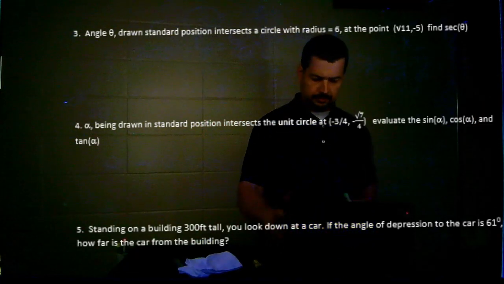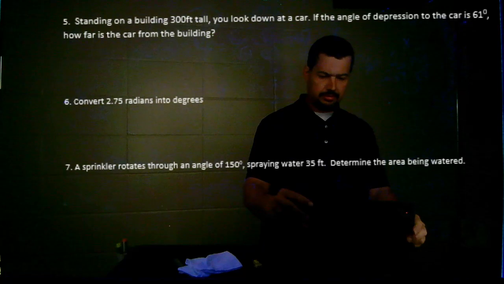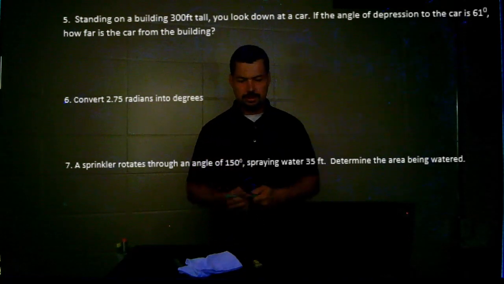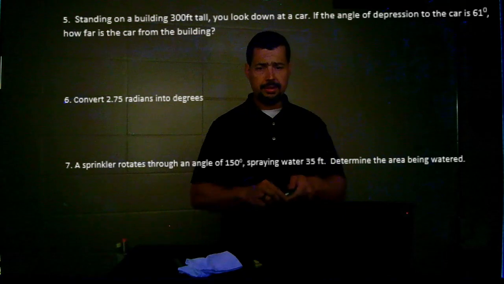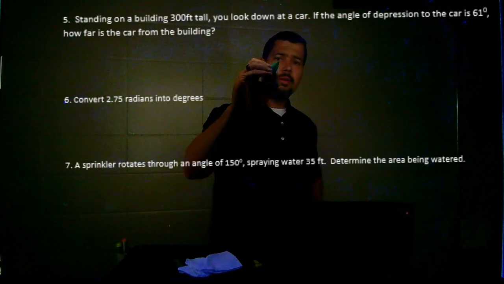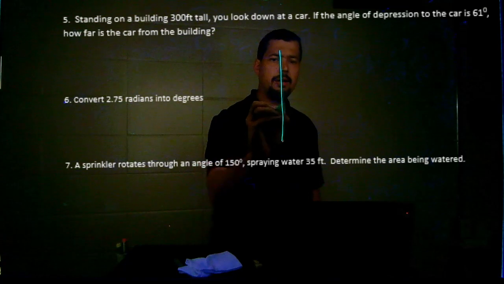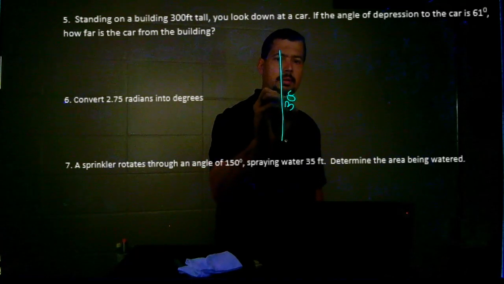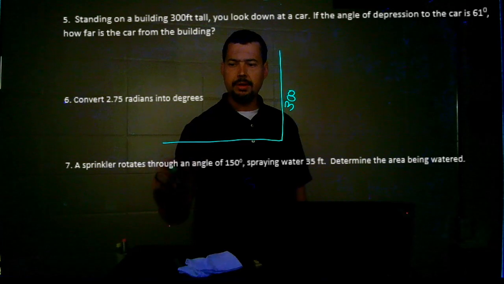All right, moving on. Got a classic problem from geometry level question. Standing on a building 300 foot tall, you look down at a car. So you're on a building, and I'm just going to draw a vertical side of a right triangle. And it is 300 feet up. Okay? You're looking down at a car. I'm just going to put the car over here.